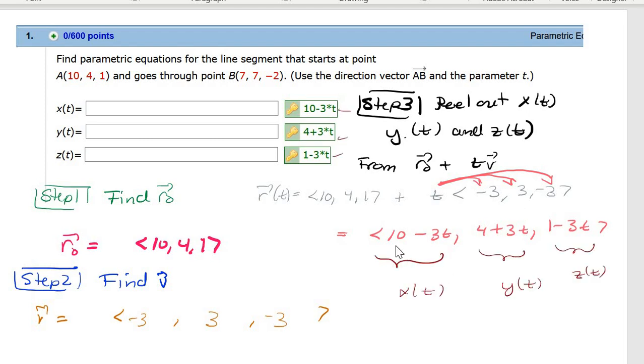And then it turns out that this first component is your x of t, the second component is your y of t, and this third component is your z of t. And see, they match up exactly the same. So that's what we call the parametric equations of that line.